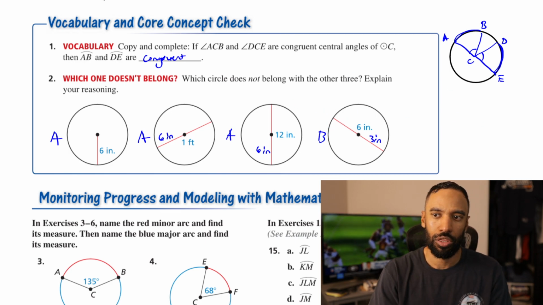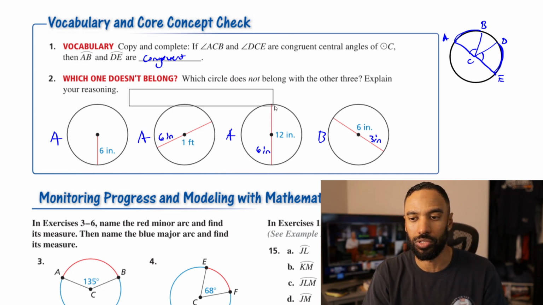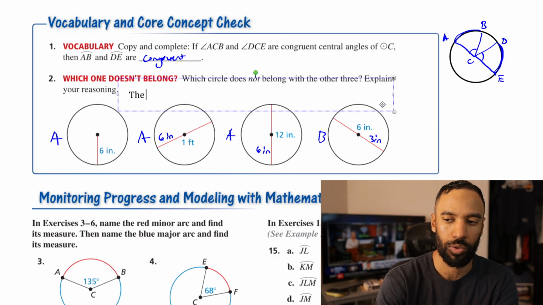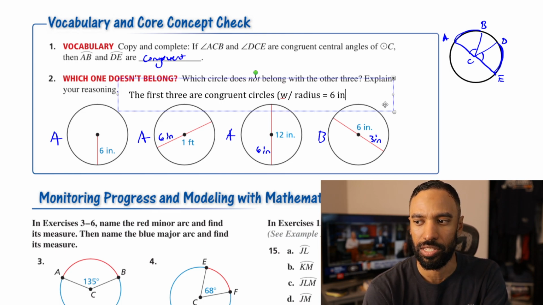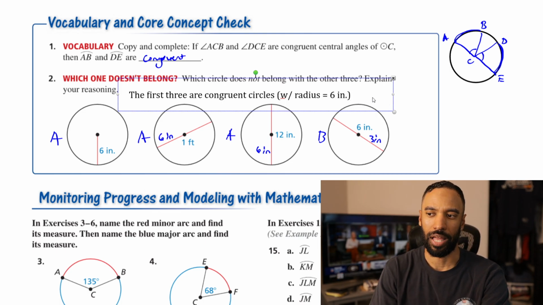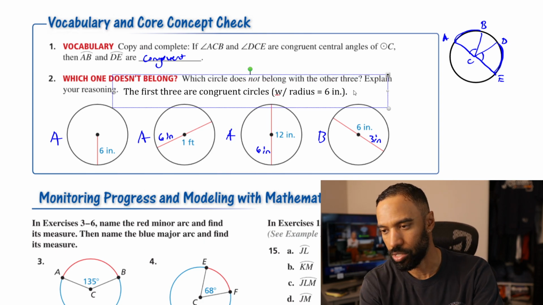Explain your reasoning. 3 of them have a radius of 6 inches, so they are congruent circles. So the first 3 are congruent circles with radius of 6 inches, whereas the last one is not. The last one has a radius of 3 inches, so there's the idea.